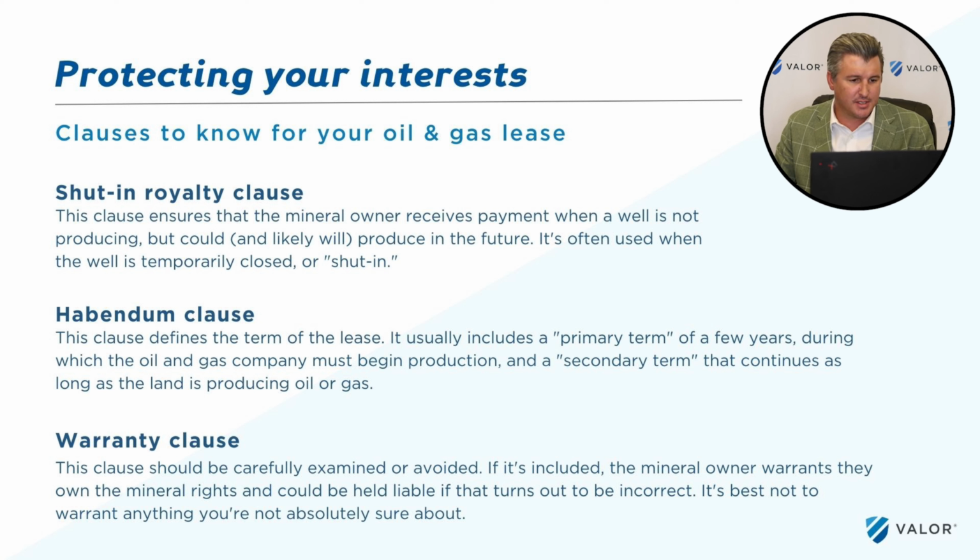The addendum clause is next, and this clause defines the term of the lease, usually the primary term that I spoke of earlier, during which the oil and gas company must begin production, and then a secondary term that continues as long as the land is producing oil and or gas. And then you could also break it out by legal description or depth severance if needed, if they don't continue to actively drill new wells.